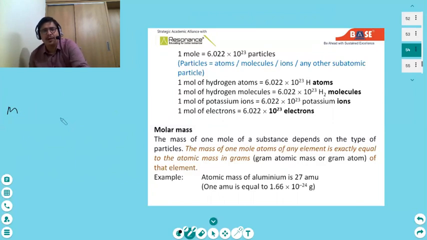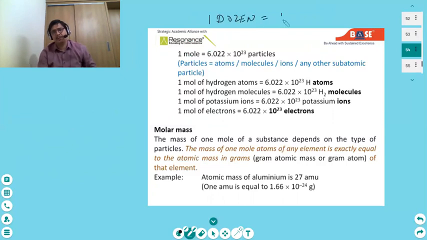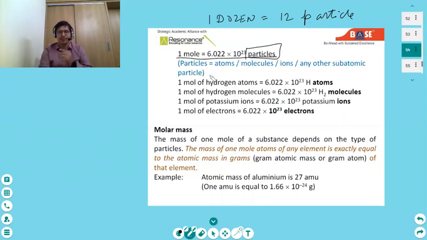Now, whenever we say 1 mole, it represents this number, just like 1 dozen represents the number 12. We can write 12 particles, or 12 substances, 12 mangoes, 12 oranges, 12 bananas, 12 potatoes, 12 tomatoes. Just like that, 1 mole is this number, equal to this many particles. A particle can be atoms, molecules, ions, or any other subatomic particle. Subatomic particle means the very small particles present inside an atom, like electron, proton, neutron, etc.